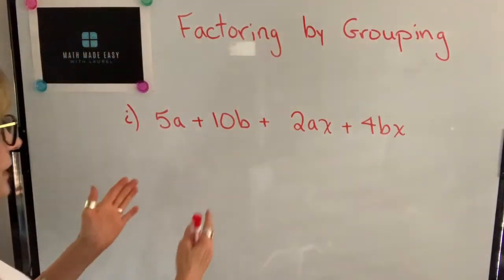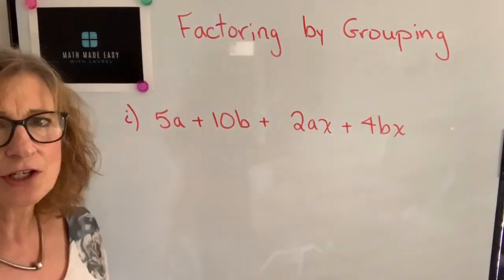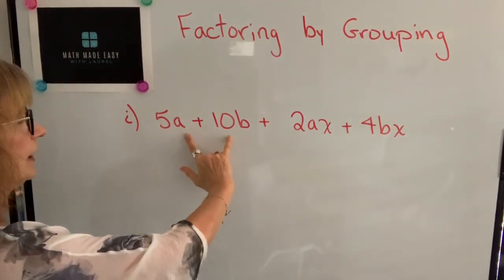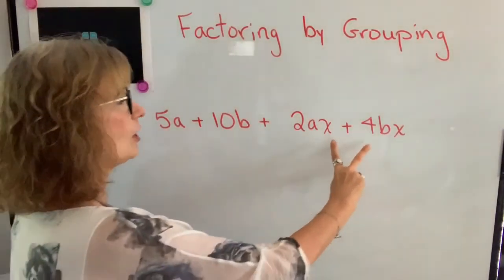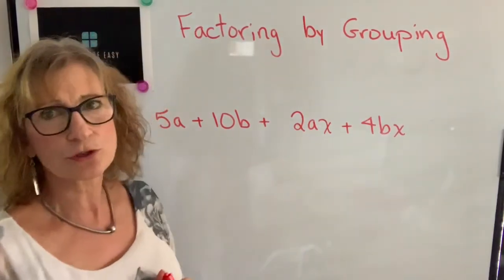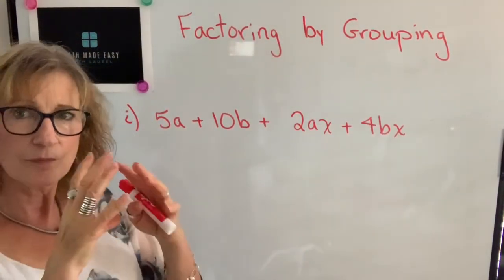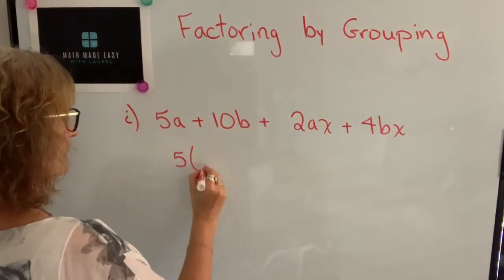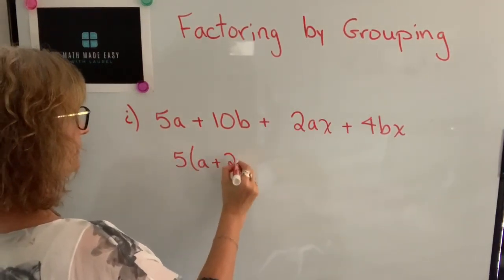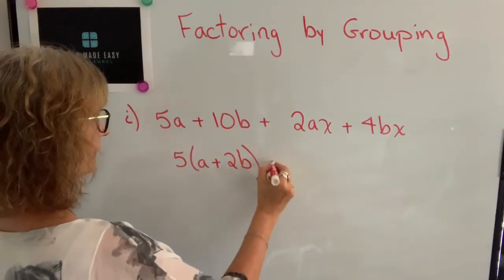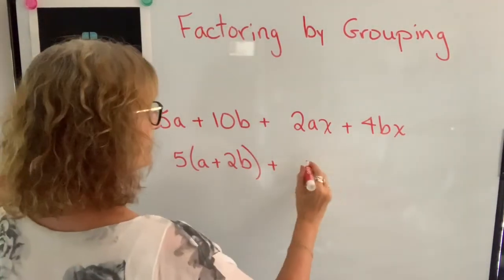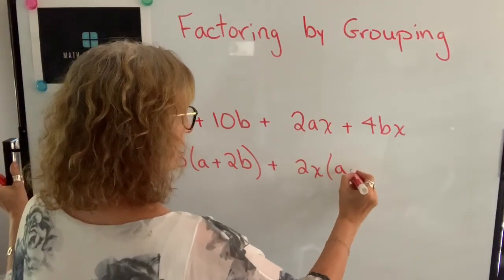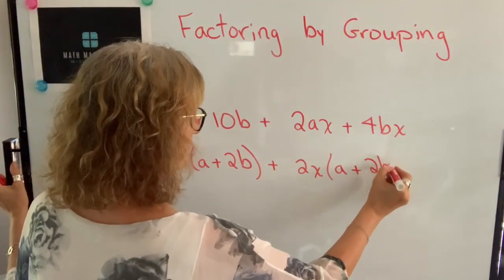If I take a look at this expression here, I notice that there is a common factor of 5 in those two terms. There's a common factor of 2x in those two terms. So I'm going to factor these two terms. I'm going to factor that 5 out, and I'll be left with a plus 2b. I'm going to factor a 2x out of these two terms, and I'll be left with a plus 2b.